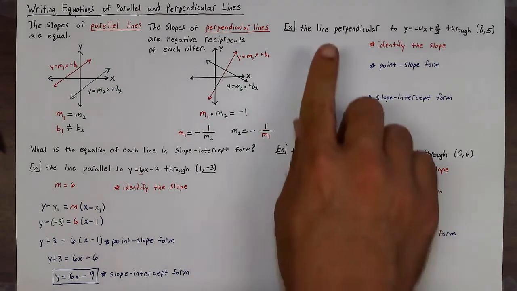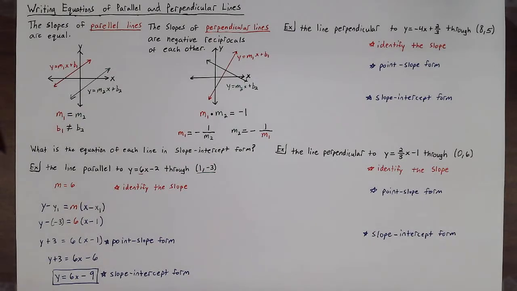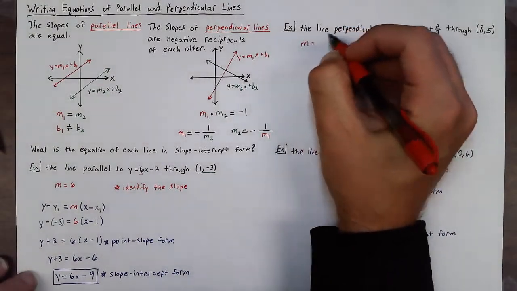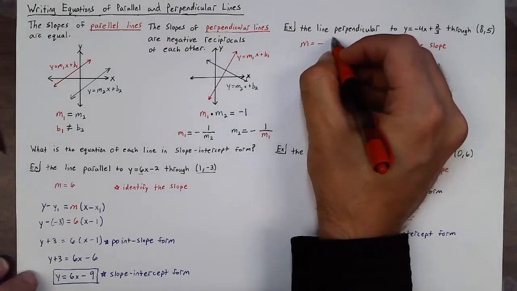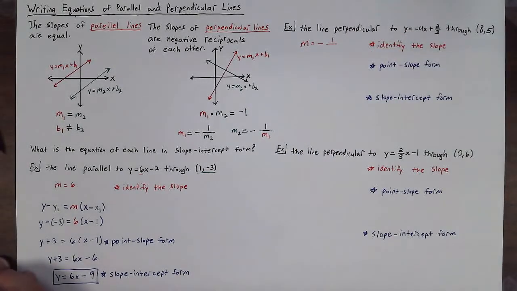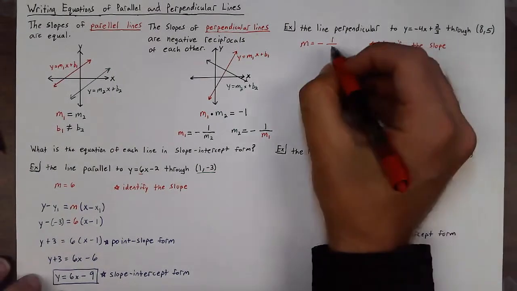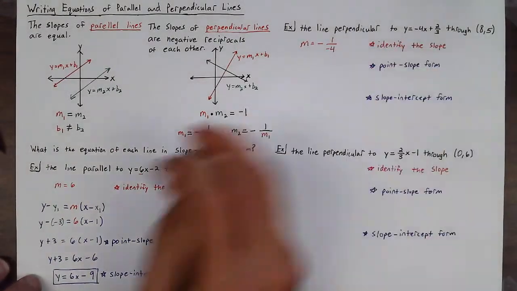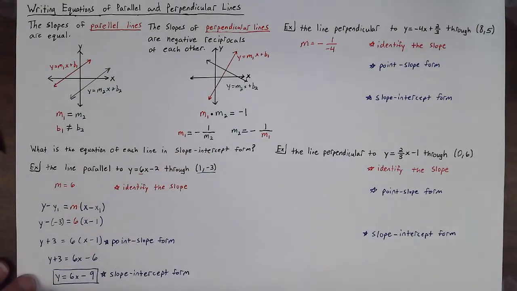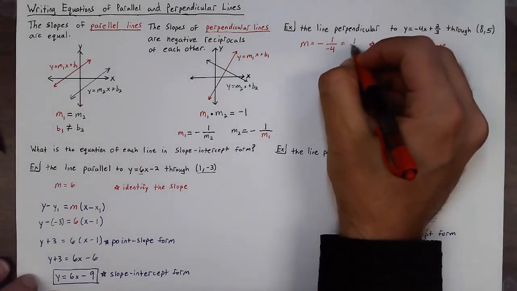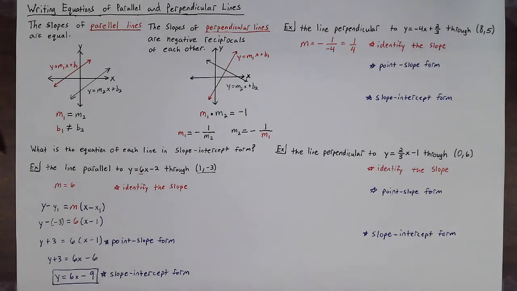Now, this next line we'll find is perpendicular to a given line, y equals -4x plus 2/3, and goes through the point (8, 5). Identifying this slope requires one additional step of effort. Since they have to be negative reciprocals, I'll put -1 over whatever the slope is of the line that we're referring to, which is -4. The negative of 1 over -4 is positive 1/4. And there we go. That is the slope of my perpendicular line, positive 1/4.